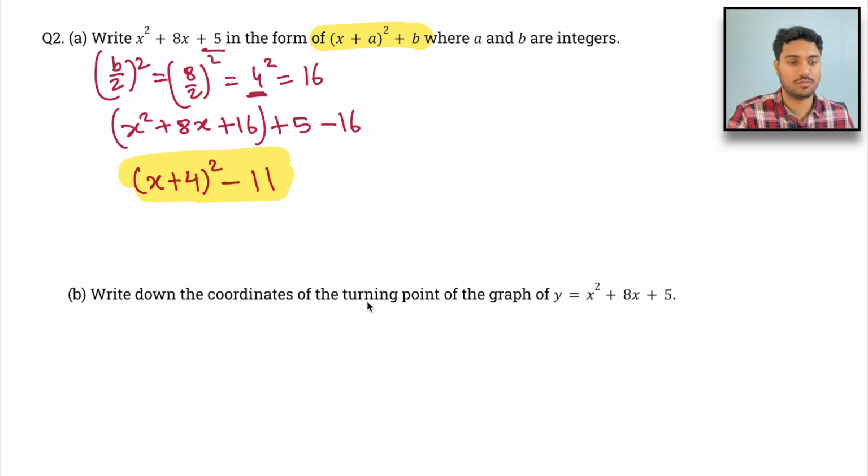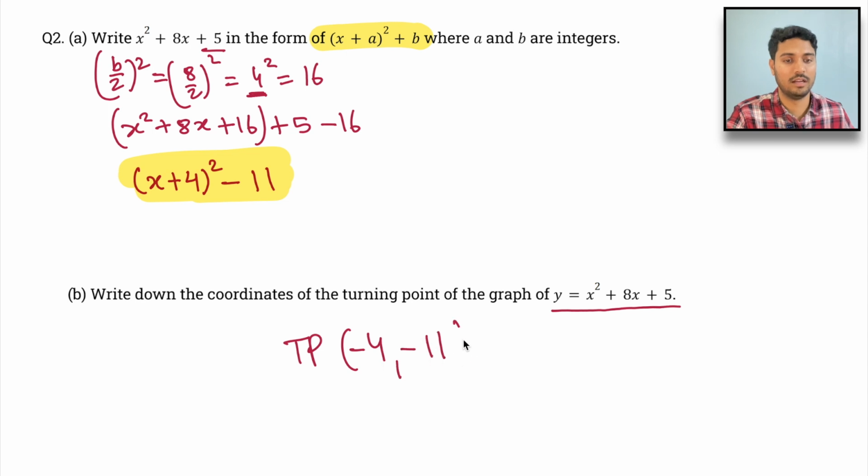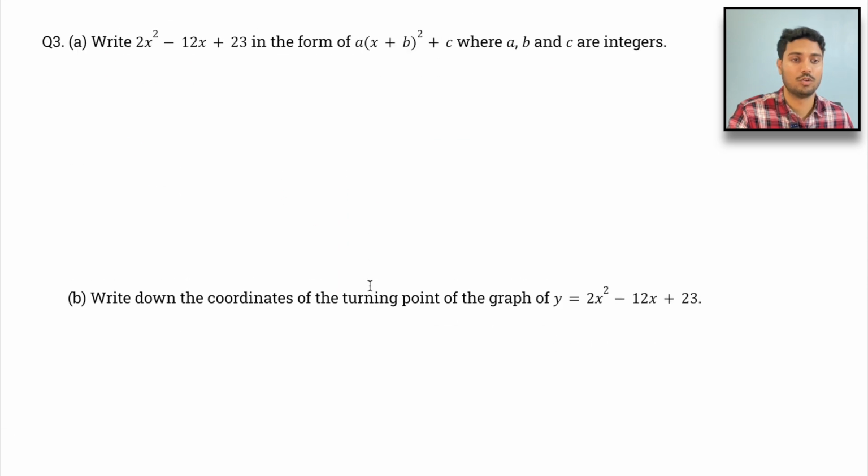Now it says write down the coordinates of the turning point of the graph y equals x square plus 8x plus 5, which is the same expression. So now the turning point is going to be -4, -11. Because this is +4, the sign will change. -4 and -11 will be written as it is. This is going to be your turning point. Let's move on to question number 3.